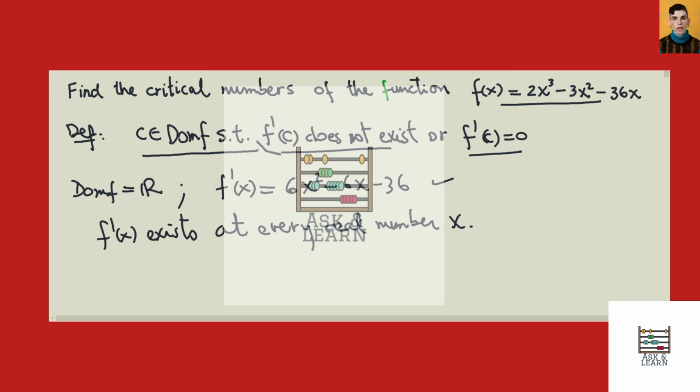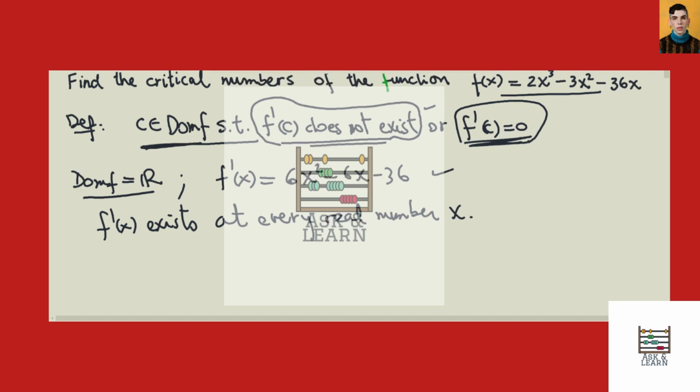It means that we are not going to find critical points of this function that satisfy this condition of the derivative not being defined or not existent. So this part is not taken into account. So we are looking for points in the domain where the first derivative is 0. Because the domain is the real numbers, then we've got to find real numbers where the derivative is 0.